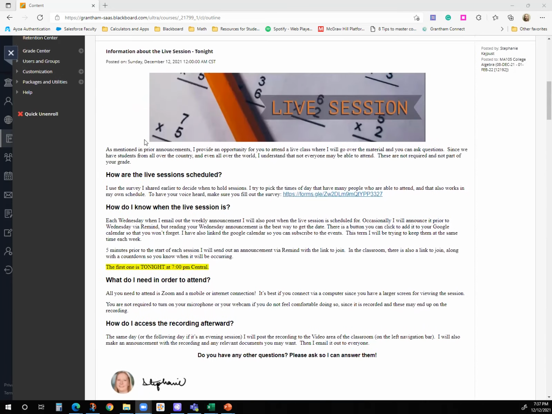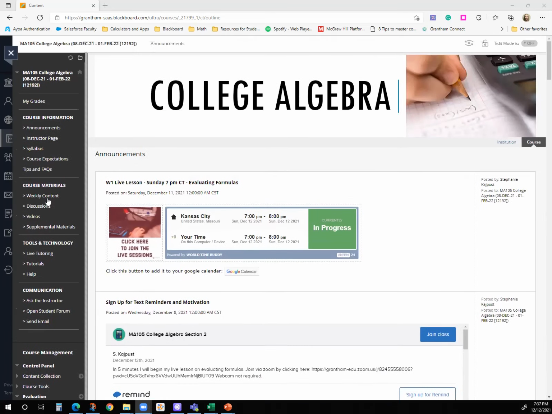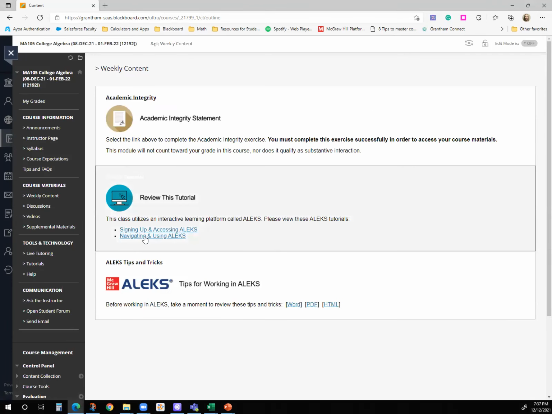And there is a tutorial in the weekly content here on navigating and using Alex that shows you how to find the assignments and everything. So I would recommend that if you haven't gone through that tutorial, you go through it so that you're familiar with the platform. And if you're getting problems with entering in numbers and stuff like that, you can click on one of these. These are tips and tricks for how to graph, how to do various things inside Alex. So I just wanted to also show that to you guys.